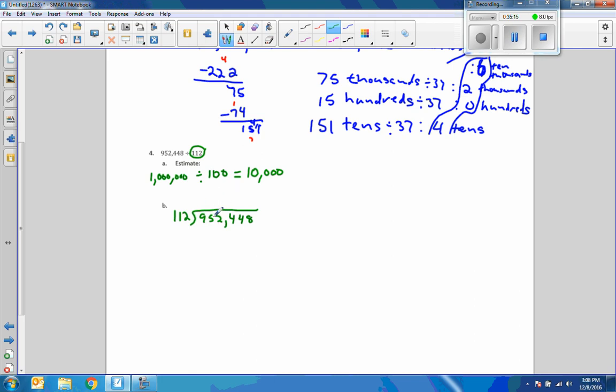Okay. There are 8 112s in 952, so I'm going to put an 8 right here. We're putting it in 952, and there's 3 zeros, so that's thousands. Divided by 112 gives us 8 thousands.